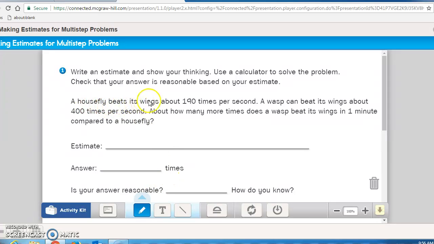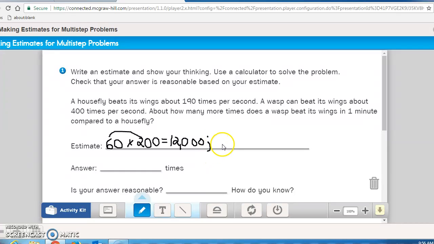A housefly beats its wings about 190 times per second. I'm going to have to take 60, because that's how many seconds are in a minute, times 190, which would round to 200. Let's take a look at this using the shortcut strategy I showed you. 6 times 2 is 12. And then how many zeros do I need? 1, 2, 3. So I would put 3 zeros in my answer. So that's approximately 12,000.